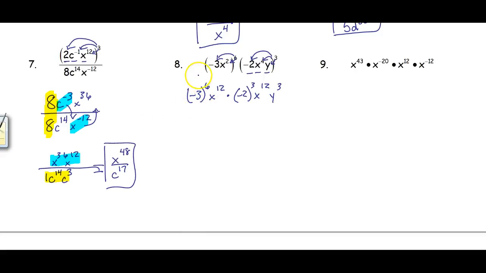So negative 3 to the 6th power is 729. X to the 12th times negative 2 raised to the 3rd power is negative 8. X to the 12th, y to the 3rd. So now 729 times negative 8 is going to equal negative 5,832. You want to go ahead and combine your x's. So you get x to the 24th and bring your y down.